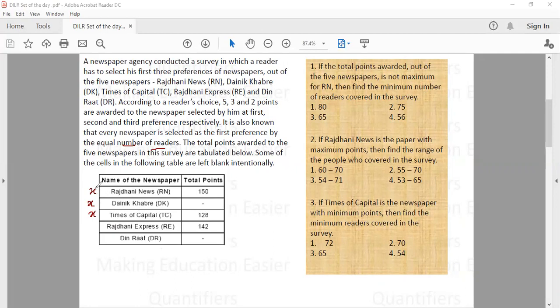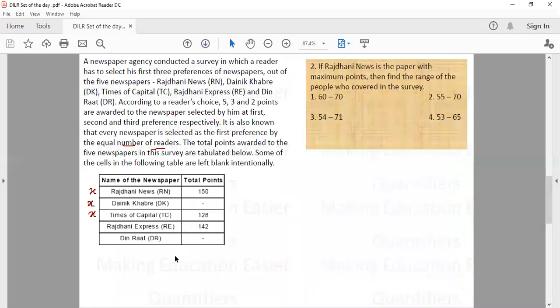Right? It's not necessary that these X people who have chosen Rajdhani as their first preference are the same as those who have chosen Dainik Khabrein as their first preference. That is not necessary, but the total will be X. If X people have chosen RN as their first preference, then X people must have chosen Dainik Khabrein as the first preference. And the points of 3 papers are given to us and 2 are left blank.